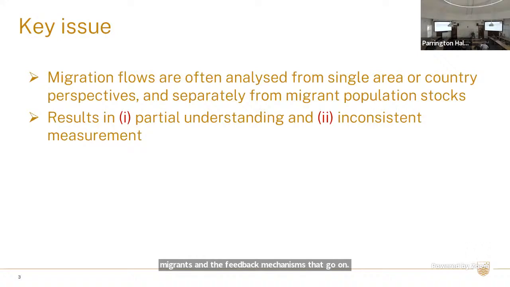And by looking at migration from these silo perspectives, this results in partial understanding. So we're not really understanding the complexity of migration. And it results in inconsistent measurement. When I do a lot of demographic accounting work, our flows are measured differently from our populations. And when you put the two together, they don't line up. And we're often wondering what to do after that.